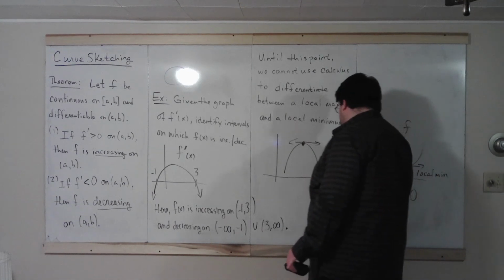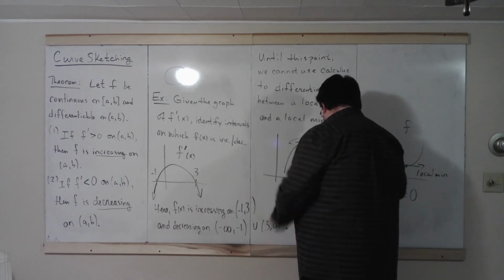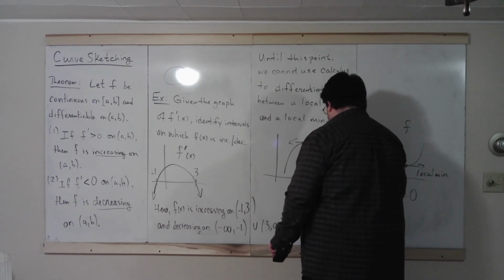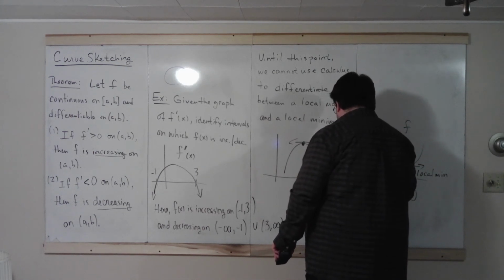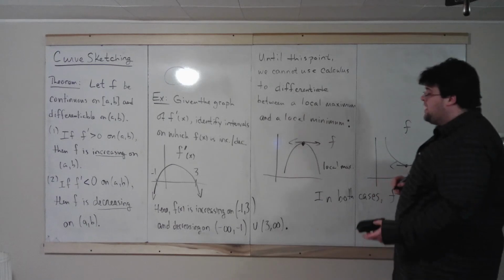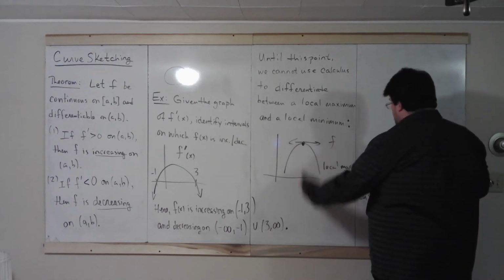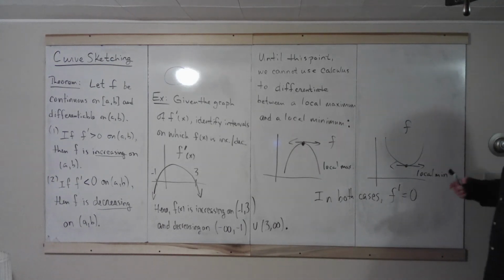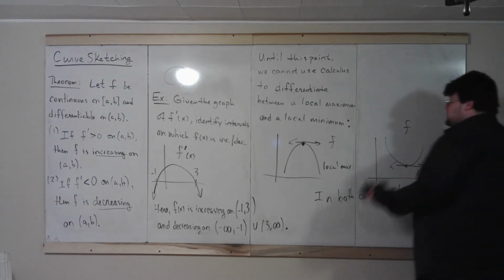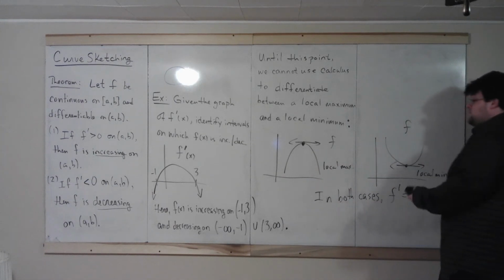Technically an absolute as well, but we're just looking at the local property. And this one's the local maximum. So from the graph, we can just look at that and say, well, that's a local maximum. From this graph, well, that's a local minimum. But we would like to differentiate between these two using calculus.